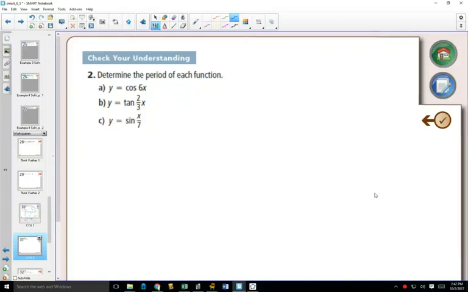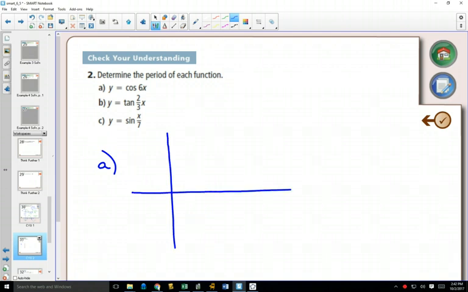2a, we have y equals cos of 6x. What kind of transformation is that 6? It's going to be horizontal compression by 1/6, right? So if we were normally drawing our cos graph, a horizontal compression is just going to affect the x values. So what we're going to do when graphing this one is it doesn't affect our y values. Does it make sense that this one has an amplitude of 1? And it's going to go up to 1 and down to -1.